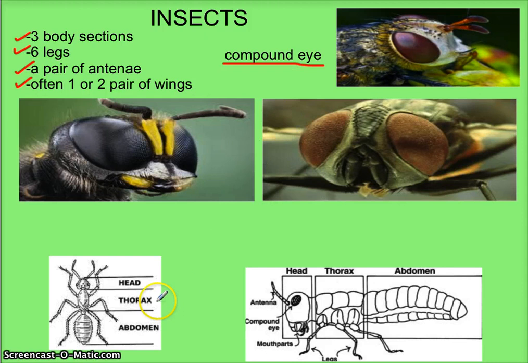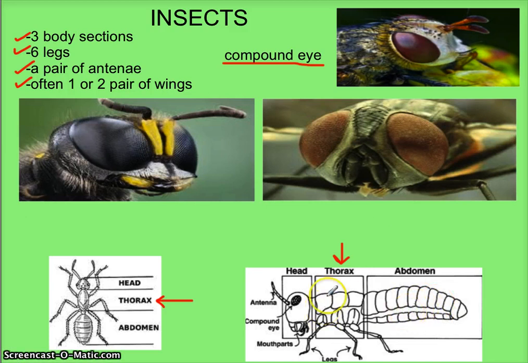I do want to mention the thorax. You see the parts of an insect. Everybody knows what the head and abdomen are. But the thorax is where the wings and legs are attached. And you can see the thorax here. It's where all the legs are attached here. You don't have legs attached to the abdomen.